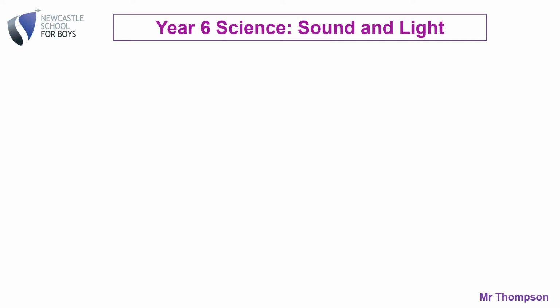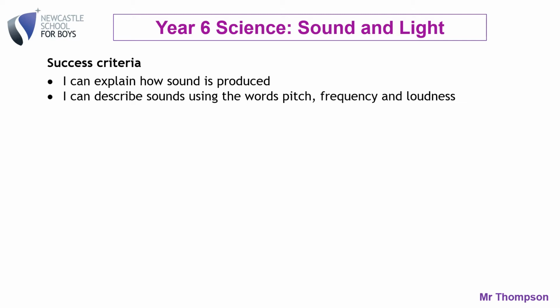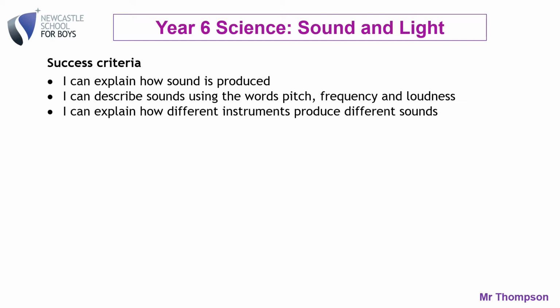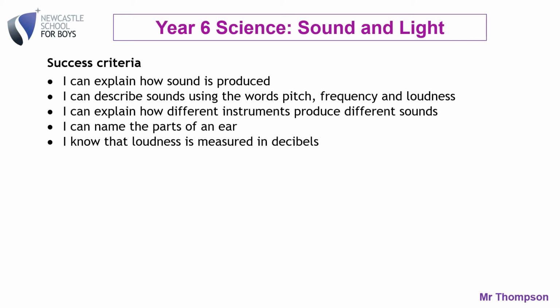Okay, what we've covered so far, just a quick recap. From the first lesson, we explained how sound is produced. You described sounds using the words pitch, frequency, and loudness. You explained the different instruments producing different sounds. And then in week 2, you looked at the ear. You labeled parts of the ear and what each part did, and you knew that loudness is measured in decibels, and hopefully you got a chance to download an app or something on your PC to measure decibels of things around the house for a bit of investigation skills.